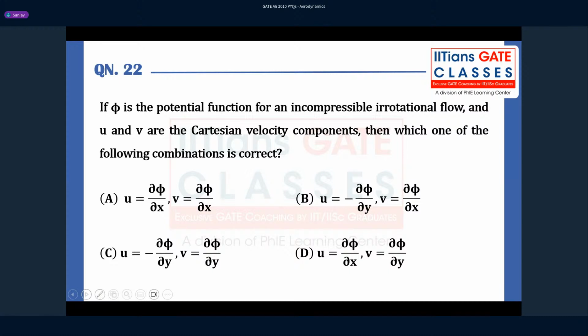What this question says: phi is the velocity potential function. This was one of the questions of yesterday's session also. We saw that phi is defined for an irrotational flow, and u and v are the velocity components as usual, and you just have to find which is the correct relation between the velocity components and the potential function. So it is fairly simple, right?